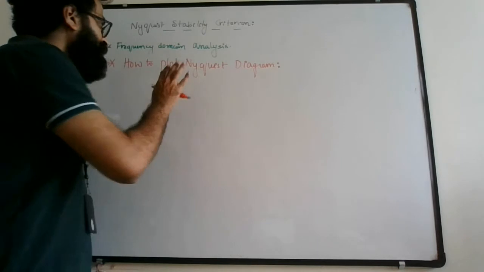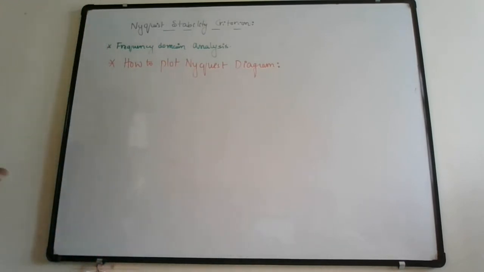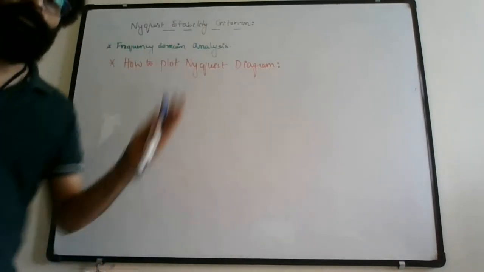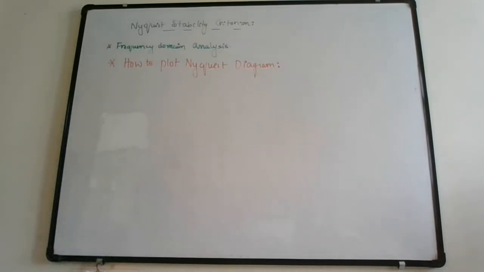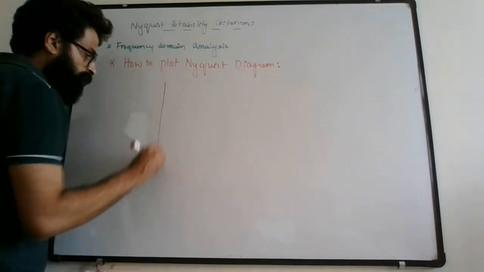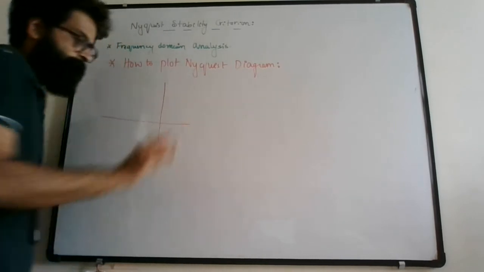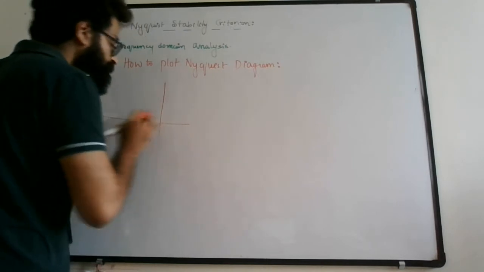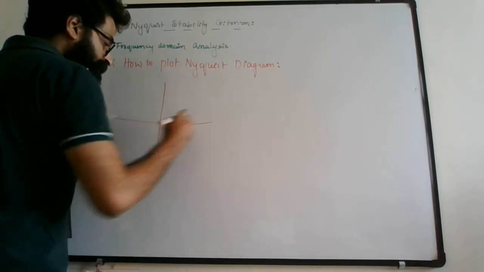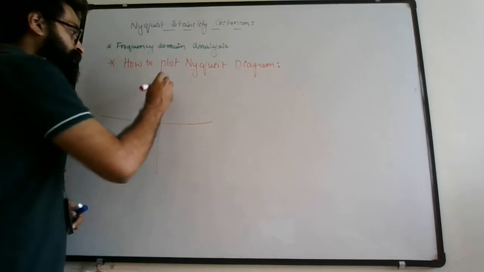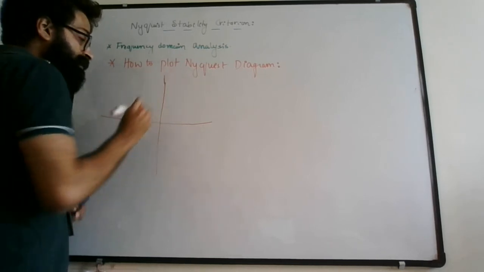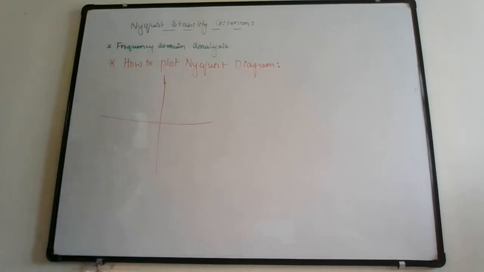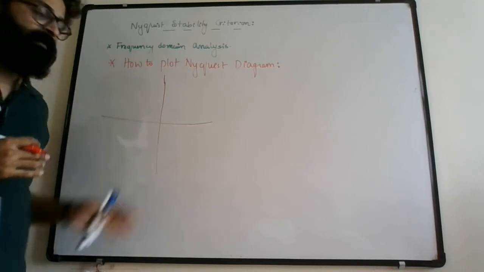Next, let us try to understand how to plot the Nyquist diagram. The Nyquist diagram is kind of a 360-degree plot, in the sense that we will be sweeping the frequencies from minus infinity to plus infinity. In the Nyquist plot, you first consider a two-axis system, y-axis and x-axis, and let us define something known as the Nyquist path. The Nyquist path is basically the traversal along the frequency axis.